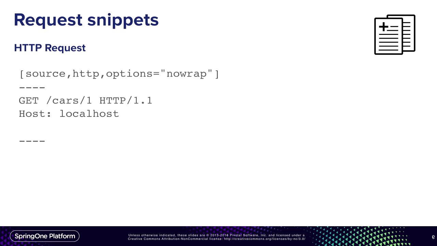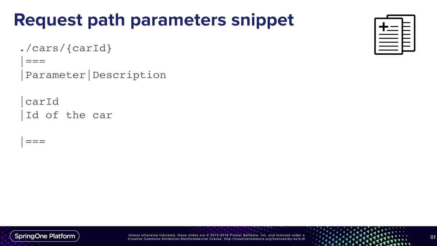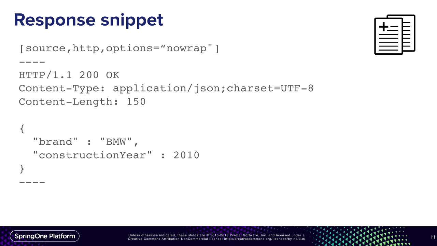So you got request snippets. You can also do the request path parameter snippets, which will document a table automatically generated with the parameter name and the description, which is then deduced, of course, from what you entered in your test. Then response snippets will also be a similar thing as the request snippets, where you can see the response body if there's one, and you can do the same for the request body.